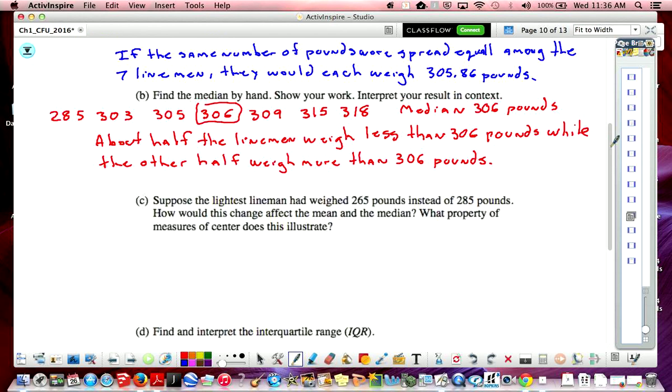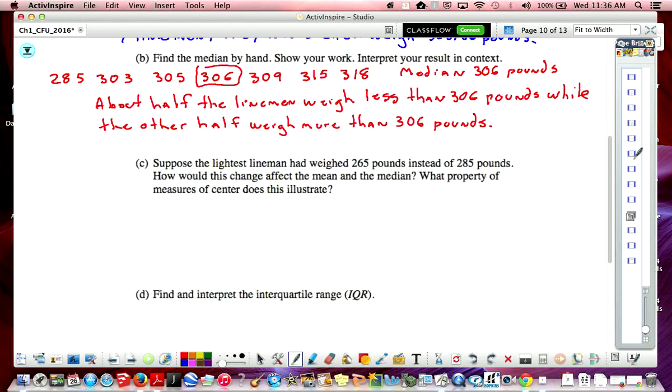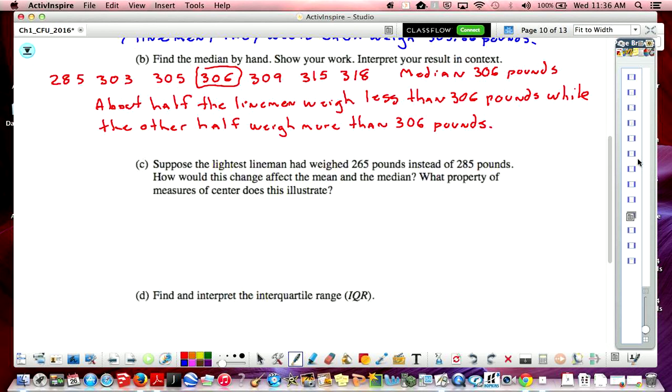All right, continuing on. C says, suppose the lightest lineman weighs 265 pounds instead of 285 pounds. How would this change affect the mean and the median? What property of measure of center does it illustrate? So if I change this value to 265, it doesn't impact the median whatsoever. You'd still have the same order, and 306 would be the median. Median doesn't change, but since I decrease the overall weight of the 7 linemen, the mean is going to go down. So I'm going to note that.